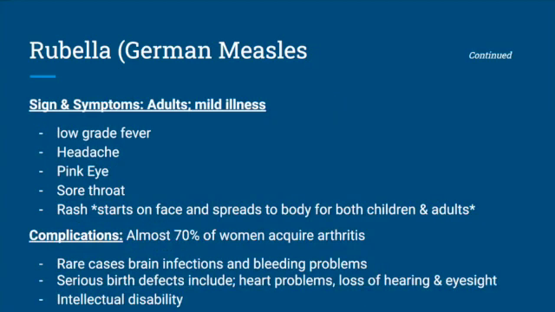Signs and symptoms in adults include a mild illness of a low-grade fever, headache, pink eye, sore throat, and a rash that starts on the face and spreads all throughout the body, for both children and adults.